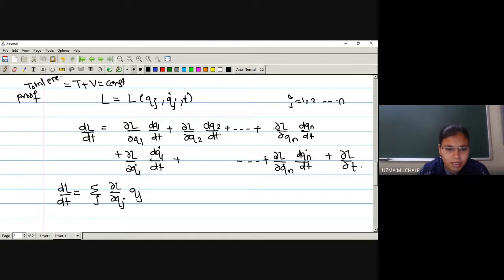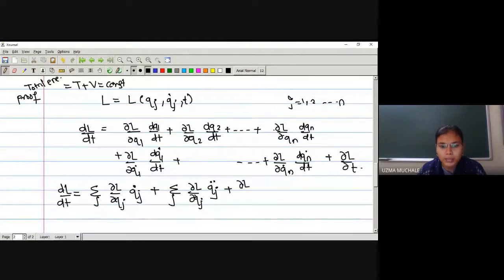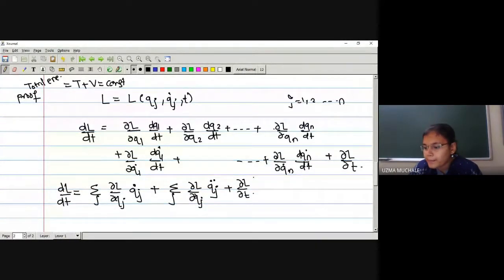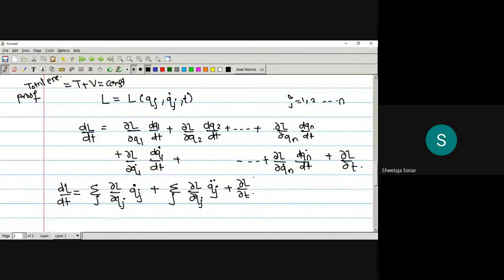So we can write it in general as Qj dot plus the next term, summation over j. For q1 dot with respect to t, it will be q1 double dot. So in general, we can write it as qj double dot, plus the term we have, dou L by dou t. Is it okay with this derivative? Yes, ma'am.